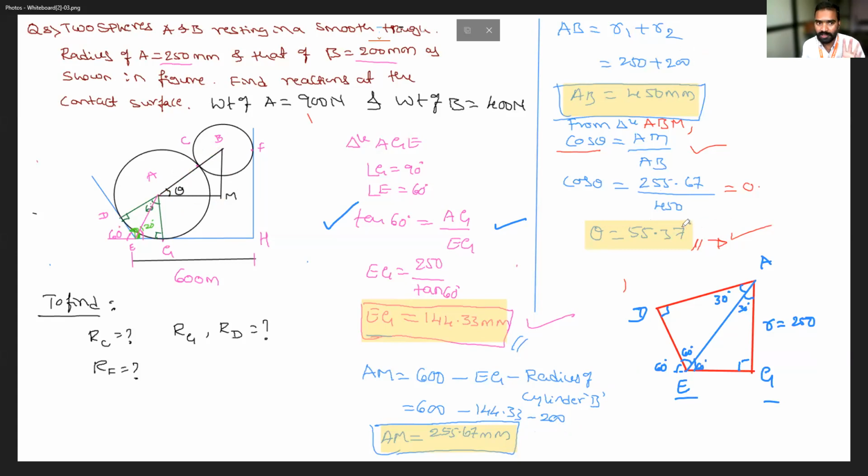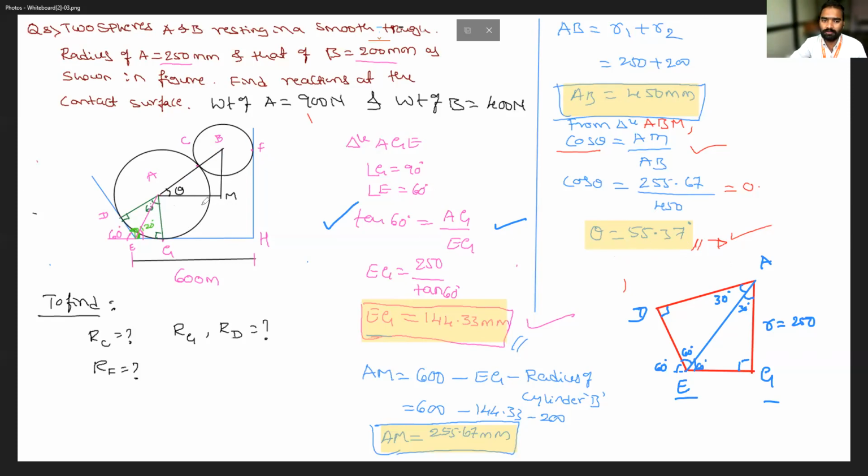To cross check, you can calculate BM also. How to find out BM? By applying Pythagoras theorem. BM is equal to square root of AB square minus AM square. So you will get the value of BM. Next, you can apply tan theta equals BM upon AM, so that you will get theta same as that of this 55.37. Is it clear, everyone?